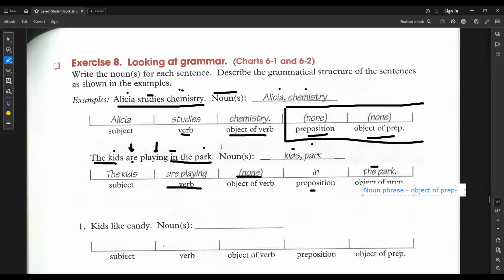Okay, so what do you have for me? Number 1, kids like candy. Oh my God, this is so easy. So easy. What's the answer?